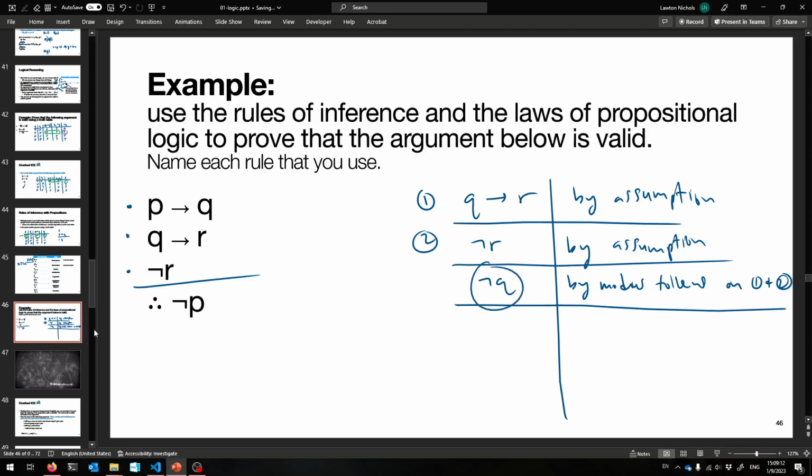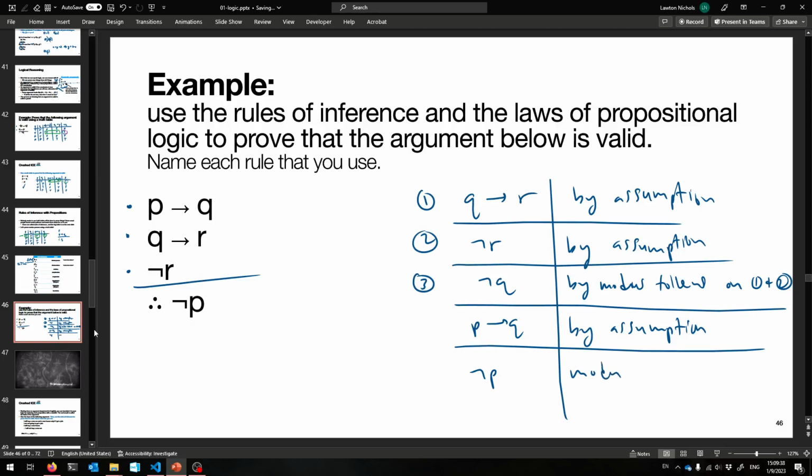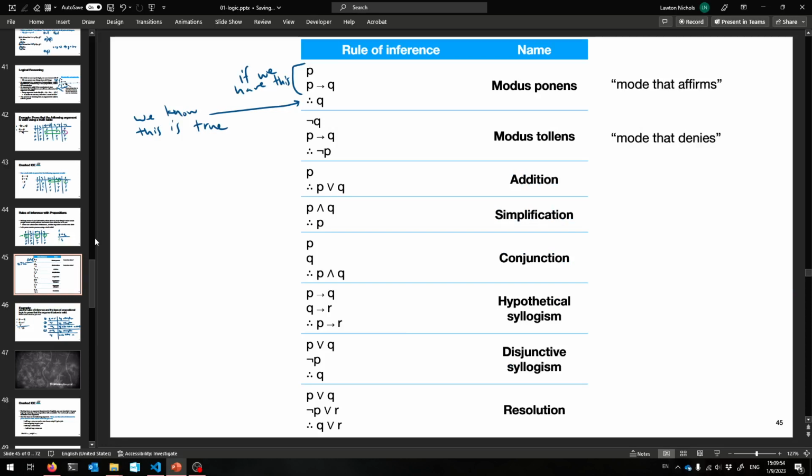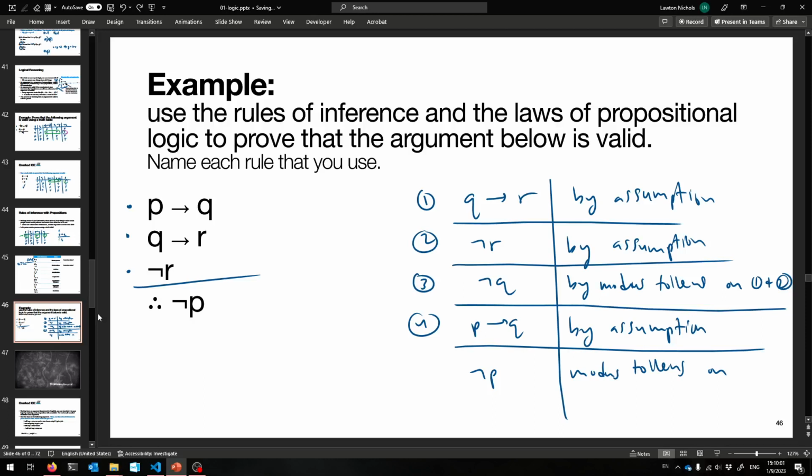So now I have not Q. And I can use this and this to get not P. You see that? So in order to use modus tollens, this can be my 3. I need P implies Q, and I have that by assumption. That was one of my hypotheses. By assumption, and then I can apply this and this with modus tollens again, just look at the table, to get not P. Modus tollens, let me write that slightly better, on, I guess, 4 and 3, right? And if we're doing it in order, I guess the negation needs to come first anyway, so I guess it could have been 3 and 4. No big deal.